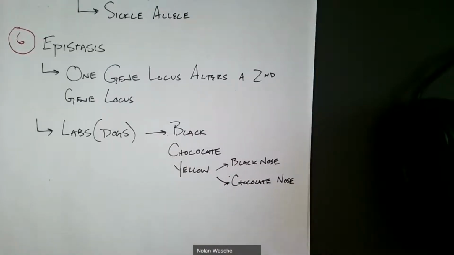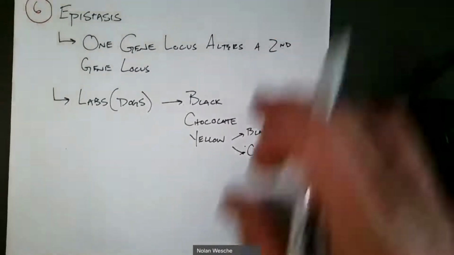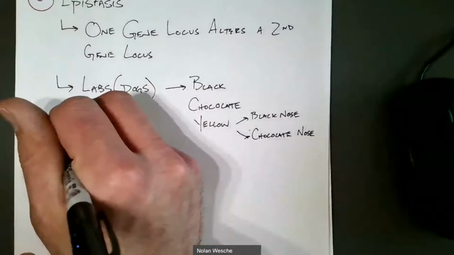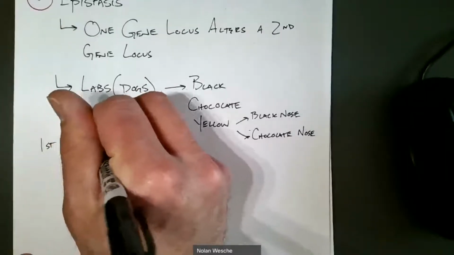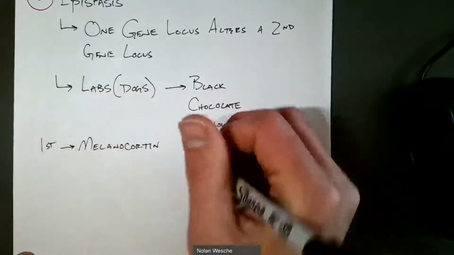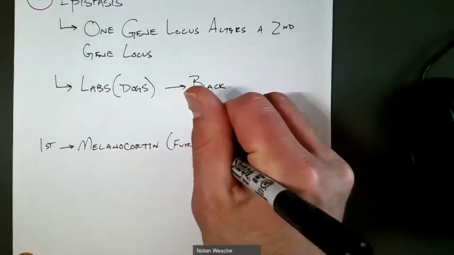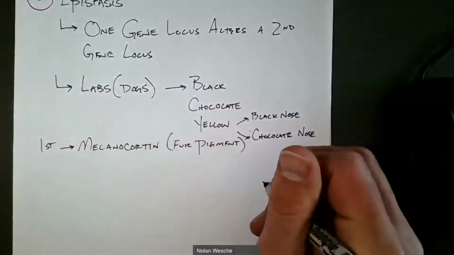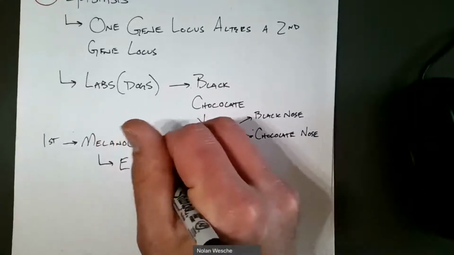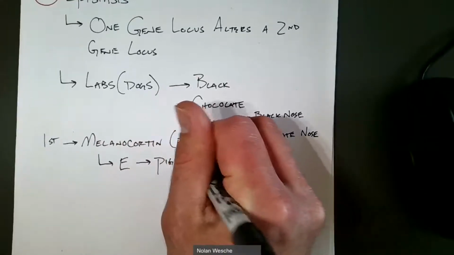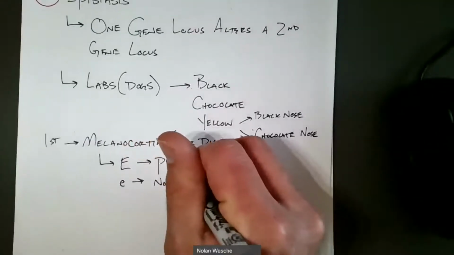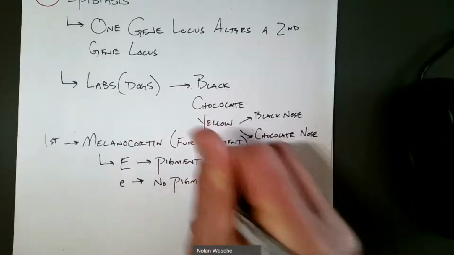Okay, and this is controlled again by two alleles. So the gatekeeper allele for the fur, we're going to say that's the first allele here, is what we call melanocortin. And this is essentially fur pigment, whether or not pigment can be deposited in the fur. So your dominant allele, your big E here, is one that would produce pigment. Your lowercase e, your recessive allele here, would be the mutant that would not allow for pigment to be deposited.